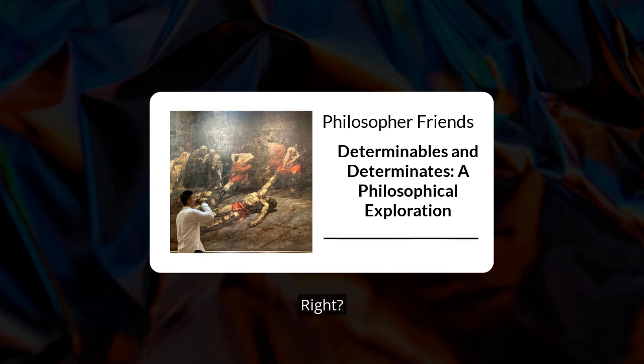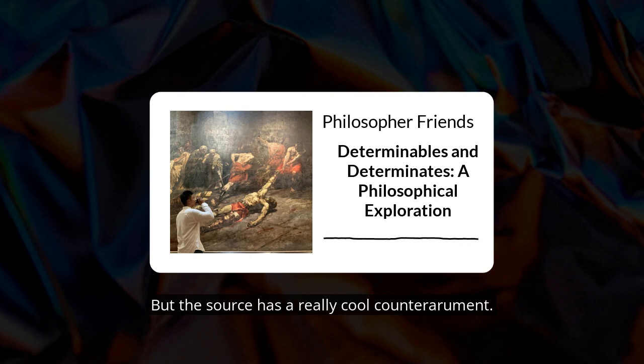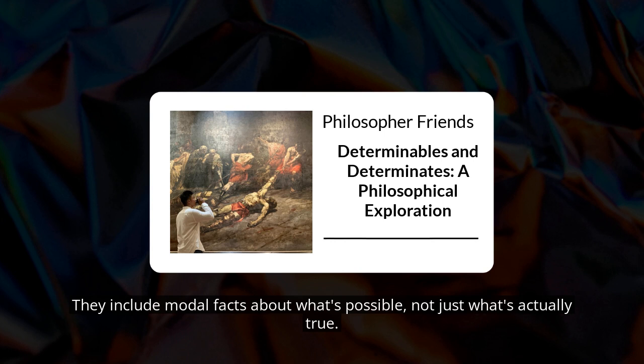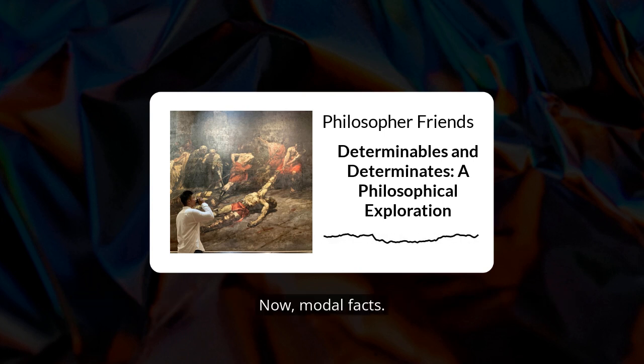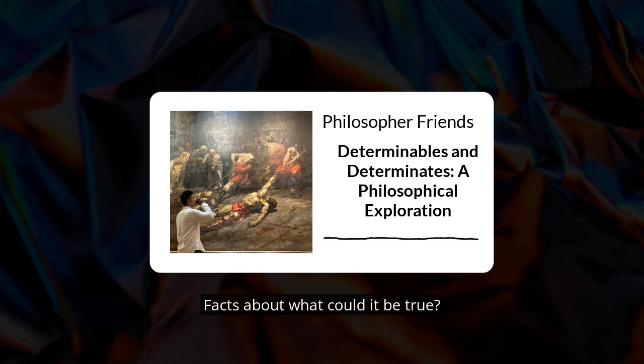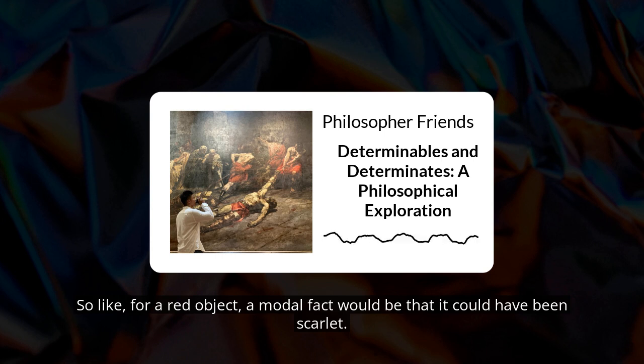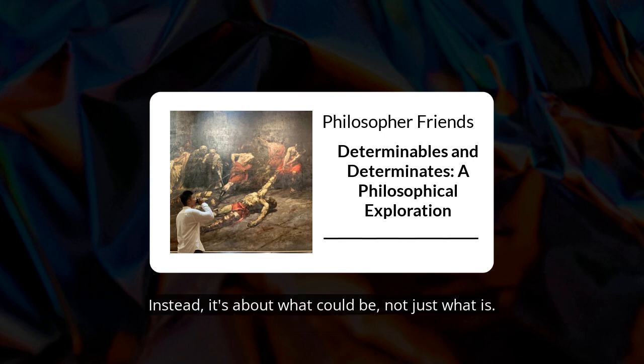Seems that way, right? But the source has a really cool counterargument. It says determinable facts include modal facts about what's possible, not just what's actually true right now. Modal facts. Remind me what those are again. Facts about what could be true, what's possible or necessary. So for a red object, a modal fact would be that it could have been scarlet instead. It's about what could be, not just what is.